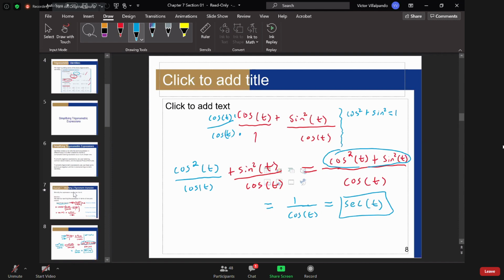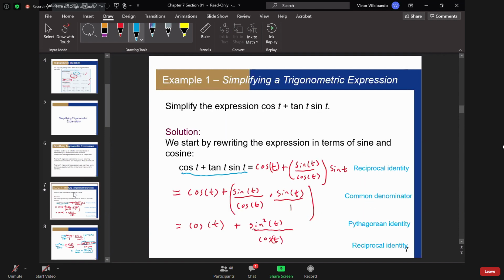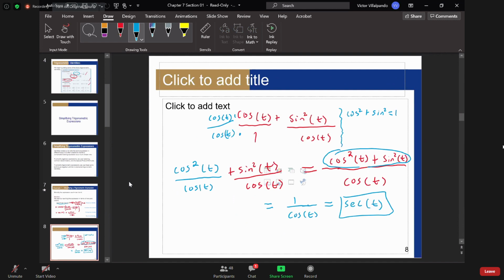So here we are able to simplify a trigonometric expression. From an expression that involves three trig functions, cosine, tangent, and sine, we see that it simplifies to simply secant, and we are done, right? These problems are a little bit more difficult because you need to know how to get to secant t.